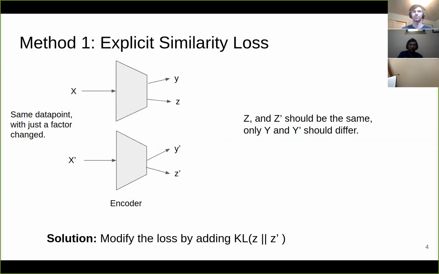So our first method for doing this is an explicit similarity loss. And so we have X prime, where X prime is the same as X with the factor change, usually with an augmentation. And we have outputs from the encoder, which will be Y, Z, Y prime, Z prime from this previous slide. And the idea is to add a KL loss that minimizes Z and Z prime, because these latents should be the same while the factors, Y and Y prime, should differ.